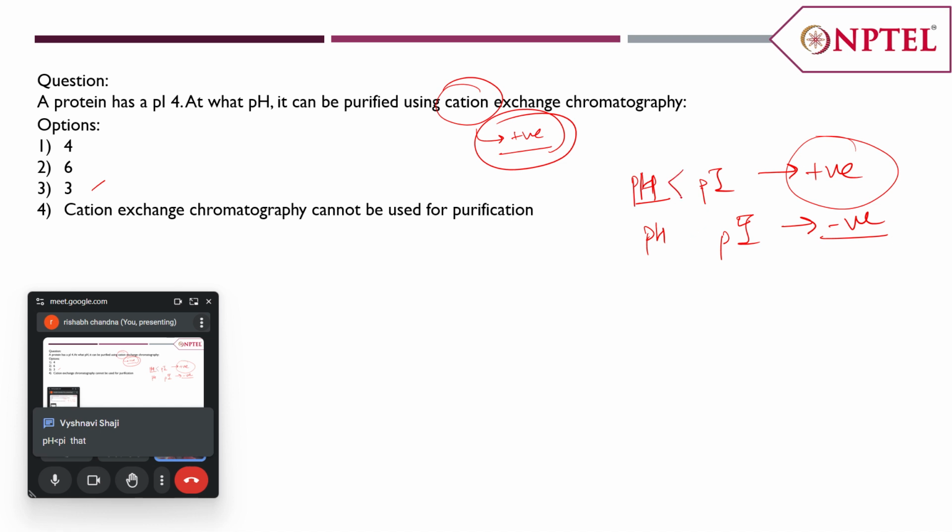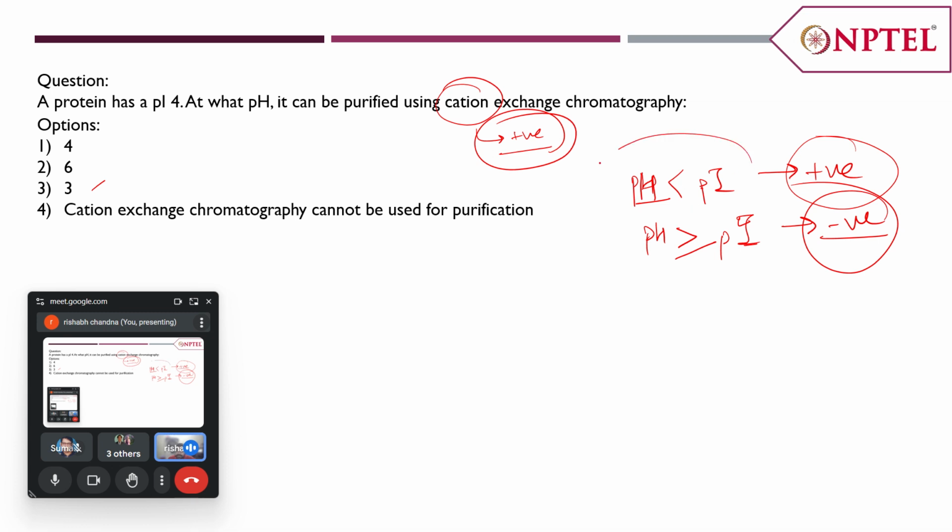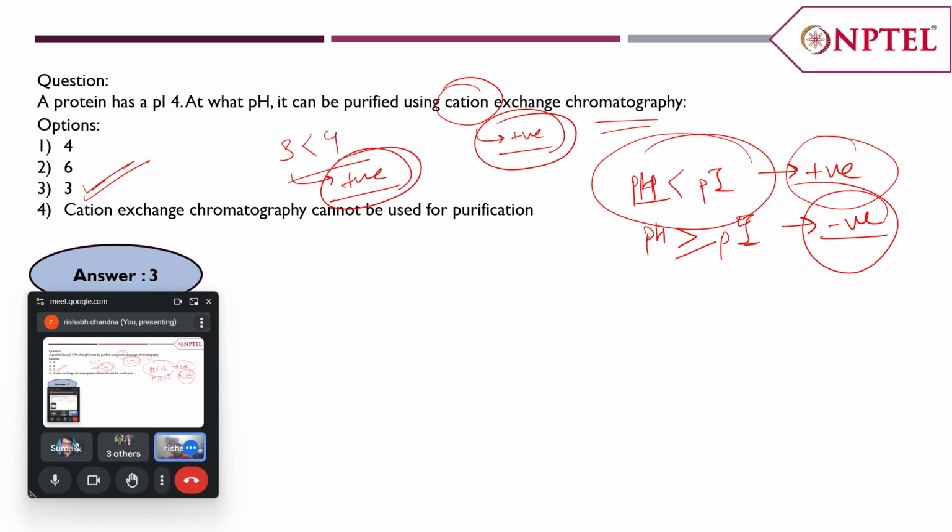Yes. So when pH is less than pI, then it will be positively charged. And in the other scenario, when pH is greater than pI, the protein will be negatively charged. So here we have to choose a pH that is less than the pI so that we can use cation exchange chromatography. So the correct answer is option number 3, because 3 is less than 4. So in that case, the protein will be positively charged. Any doubts in this question?